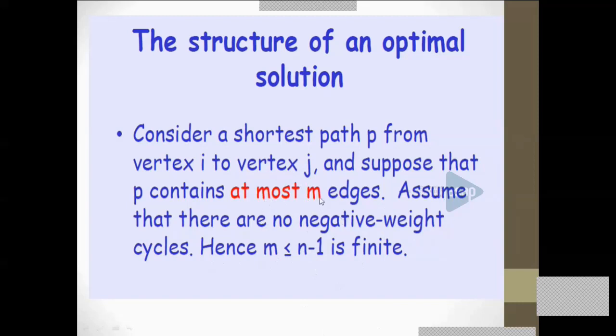Therefore, assume that there are no negative weight cycles, and hence M will always be less than or equal to N minus 1. That means if there are 5 vertices, from vertex 1 to vertex 5, how many edges will be there at most? And M will always be less than or equal to N minus 1. If there are 2 vertices, 1 edge. 3 vertices, maximum 2 edges. And here also remember that you are not visiting a city more than once. You are visiting a city exactly once.